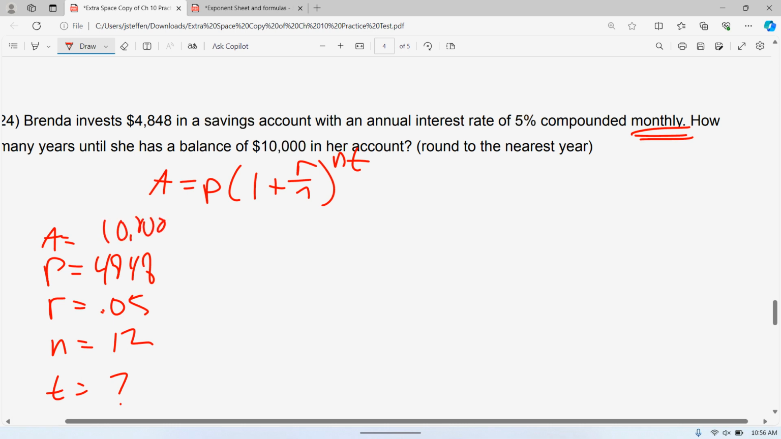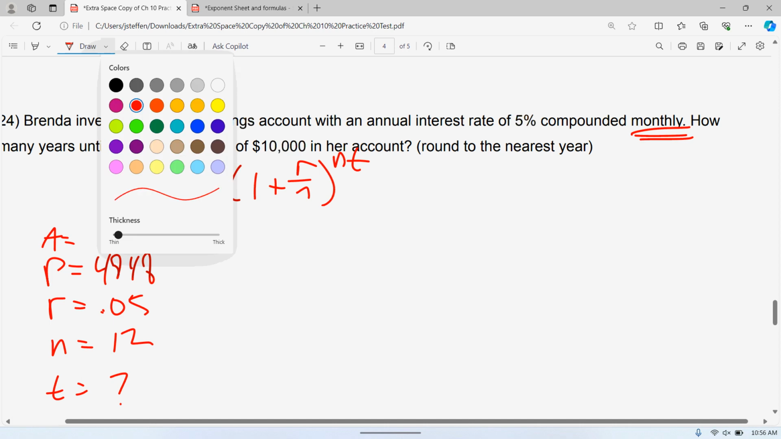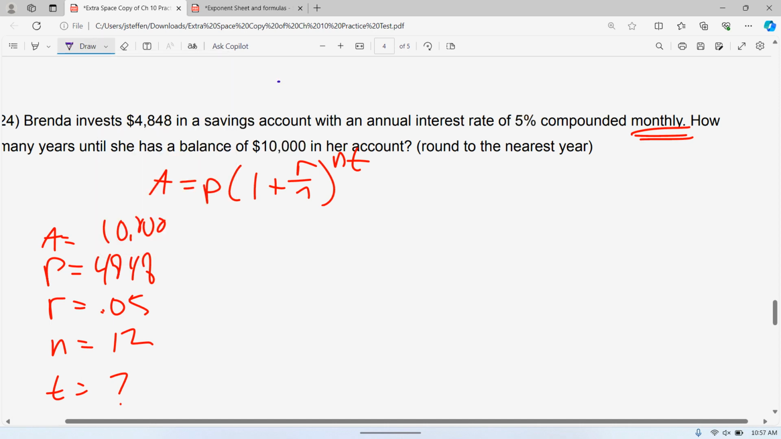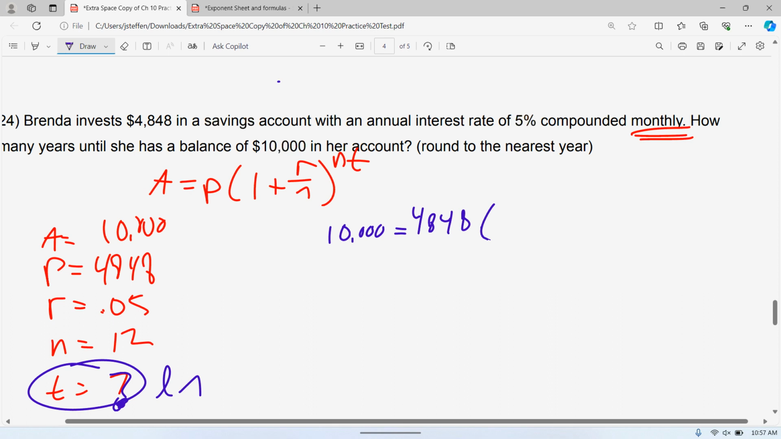So this is the one after the last one. But before we even start, I'm looking for the t, and so I know I'm going to need natural log in here somewhere. If the t is what you're looking for, you're going to need the ln somewhere. So 10,000 is equal to 848 times 1 plus your 0.05 over n raised to the n times t.